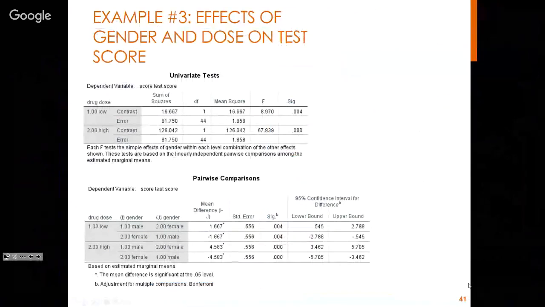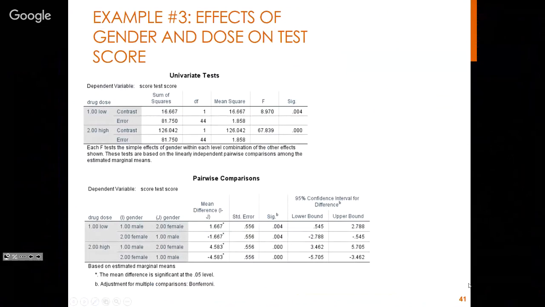Okay, so this is the first set of output that you get. And this says it's the simple effect of gender within each level of dose. So this is female versus male within the low group, and then this is female versus male within the high group. And since I have two tests that I'm doing, we're going to do each of them at an alpha of 0.05 divided by 2, or 0.025.